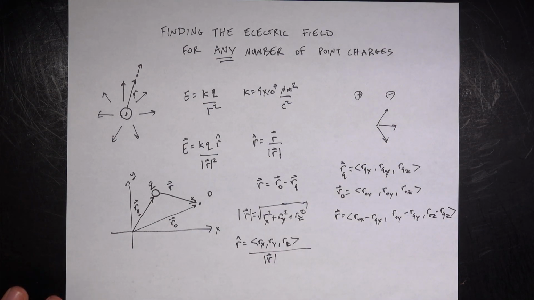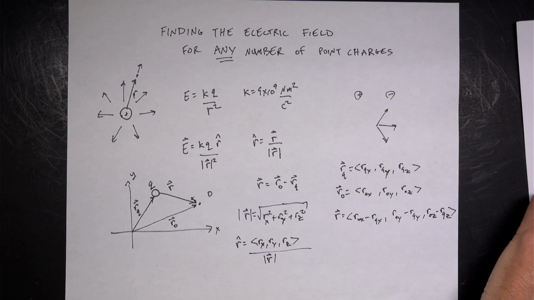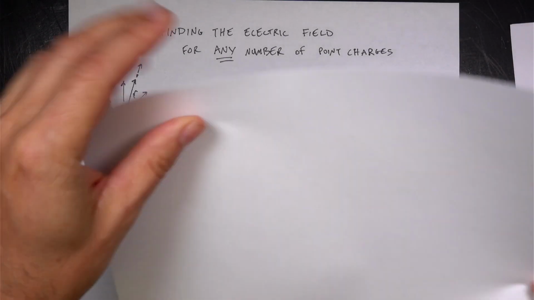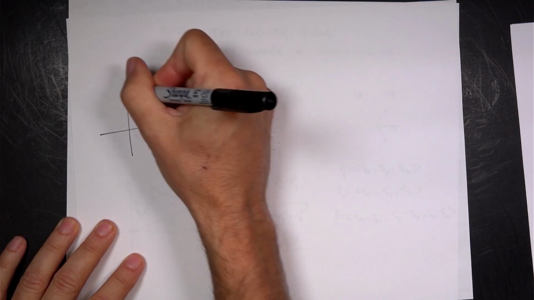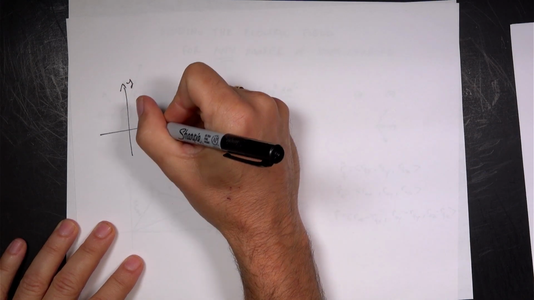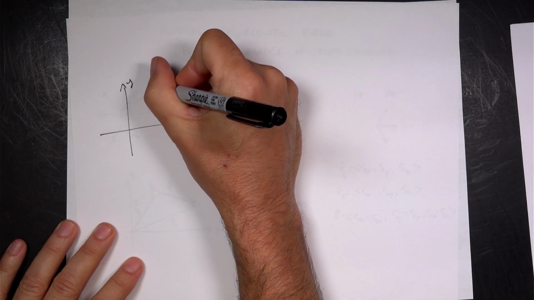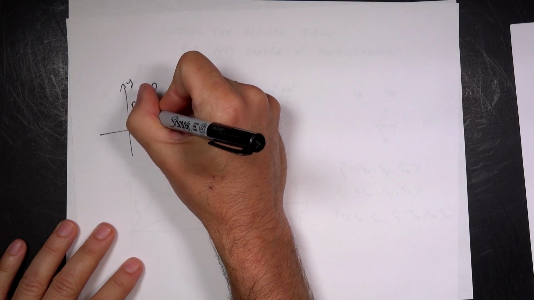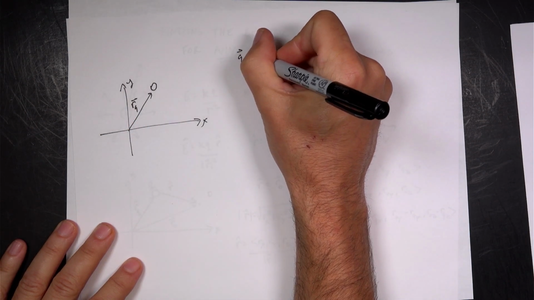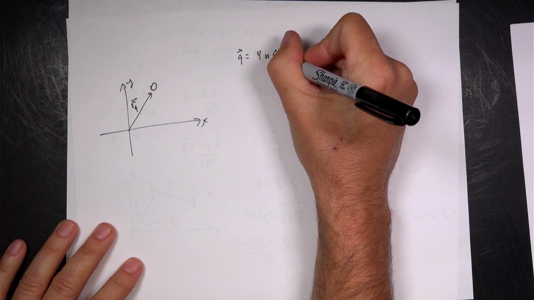So let's do this for an example. I'm going to pick a charge. It's not going to be at the origin, okay? And I'm going to find the electric field. So here's my xy axis. And let's say I have a charge right here, Q, and this is RQ. So I'm going to say Q is going to be equal to 4 nanocoulombs.